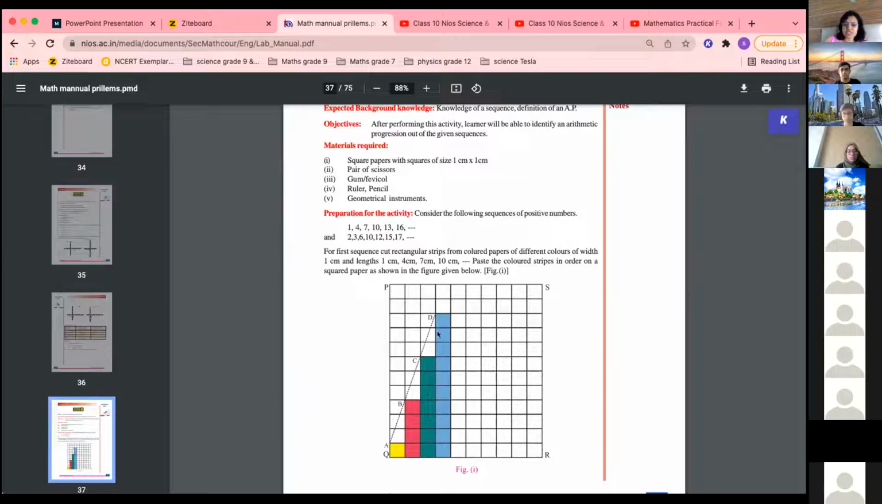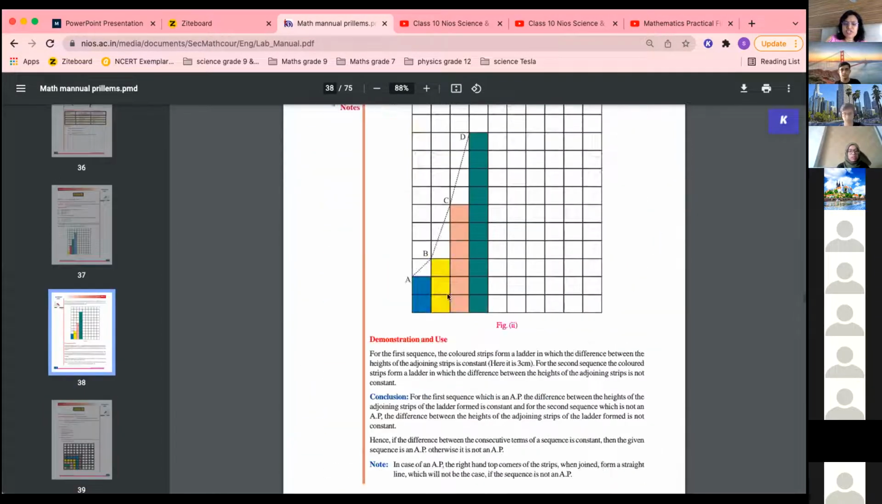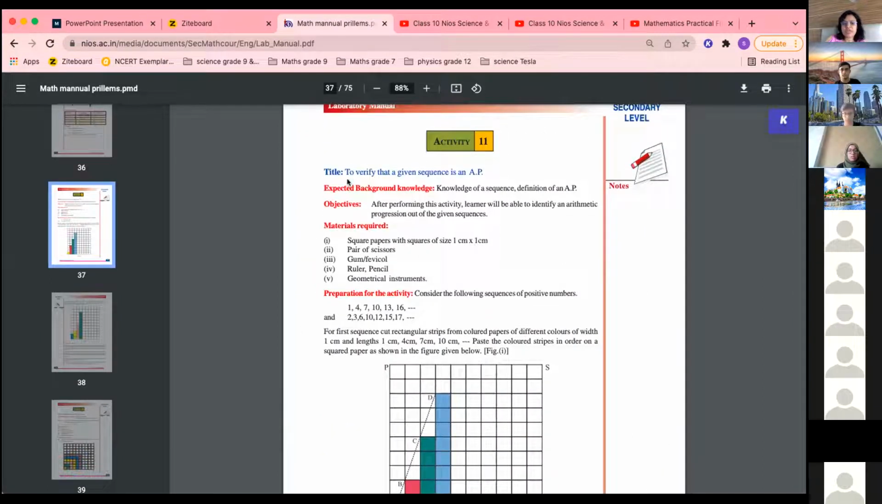So different size strips you cut and stick, and just this is your practical. That's all. So this is actually your aim: verify that a sequence is in an AP. Okay. So please don't write the title, only write the objective because it is repetition only. Right? Objectives you can write or aim you can write, anything we write. So the objective is, don't write after performing, learner will be to identify an arithmetic progression out of a given sequence. You don't need to write this because this is repetition only.